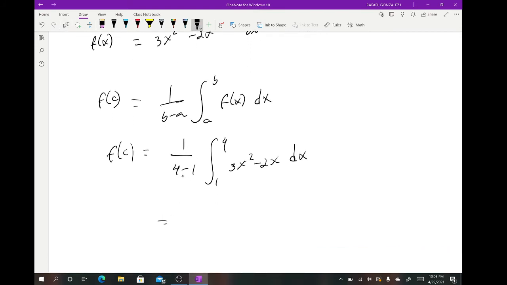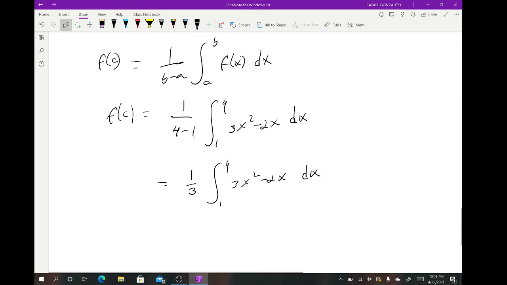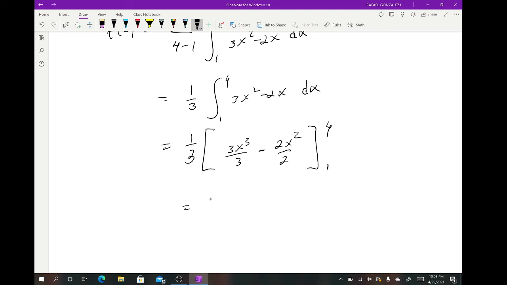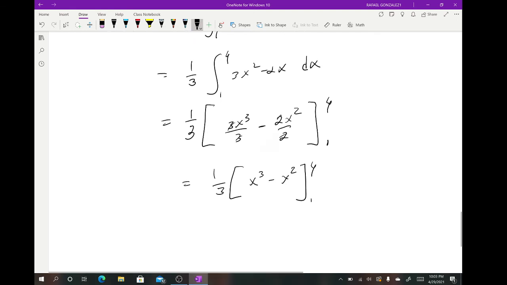Well, last time I checked, 4 minus 1 is 3, so this is 1/3 times the integral from 1 to 4 of 3x squared minus 2x dx. If you find the antiderivative of 3x squared minus 2x, you get 3x cubed over 3 minus 2x squared over 2. And this we're going to evaluate from 1 to 4. Notice that there's some cancellation here because the 3's and the 2's cancel out. So we have x cubed minus x squared. Again, we're evaluating this from 1 to 4.